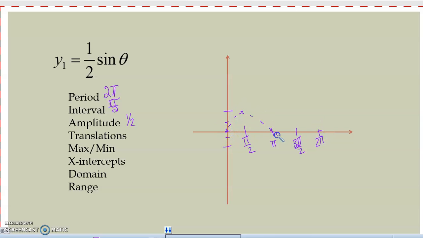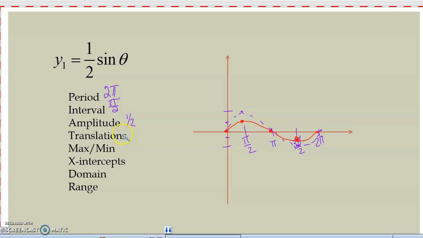This is how it normally is. Well, since I have an amplitude now of a half, I'm cutting that width of my graph in half. And now I just have this skinnier graph. Okay, it's flattened a little bit more.